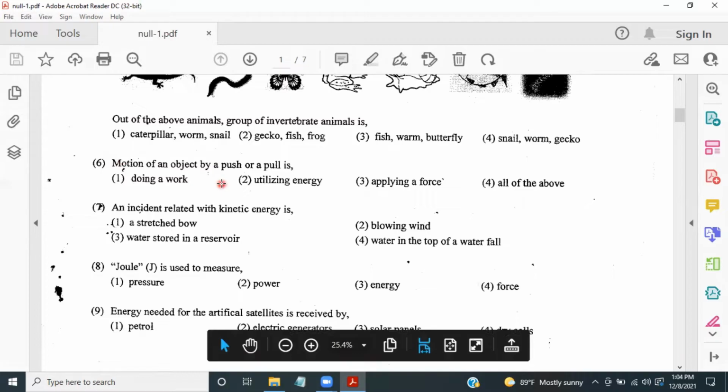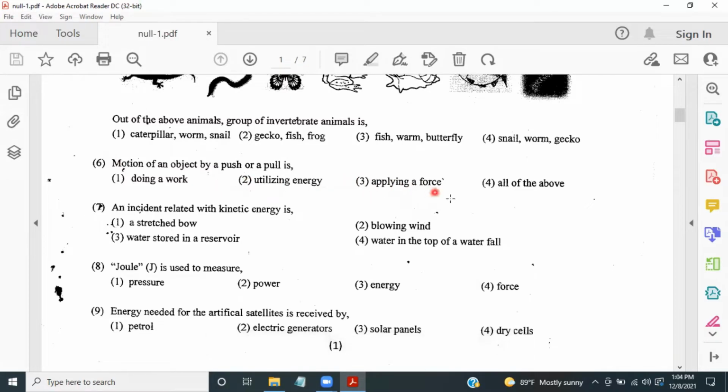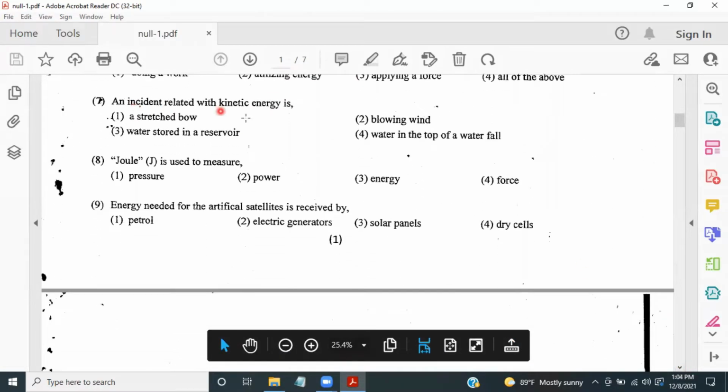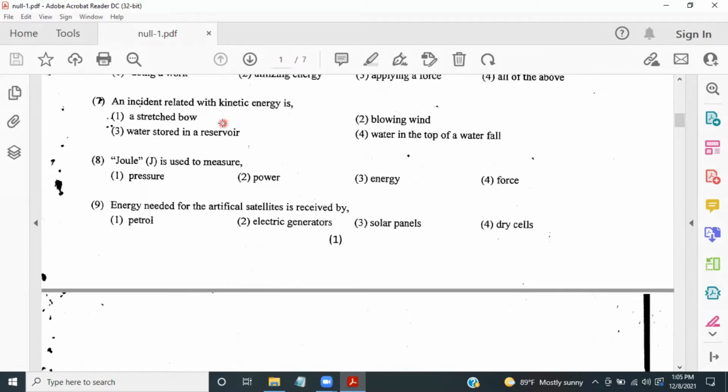Motion of an object by a pull or push is applying a force. An incident related to kinetic energy: kinetic energy can be seen when there is a motion. Potential energy can be seen if the object is in a higher position. So answer number 2. Blowing wind, there's a motion, so it has kinetic energy.